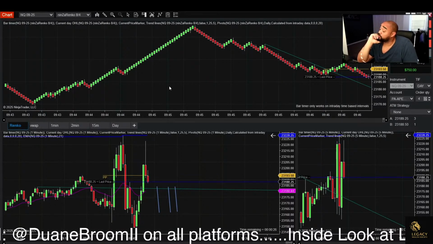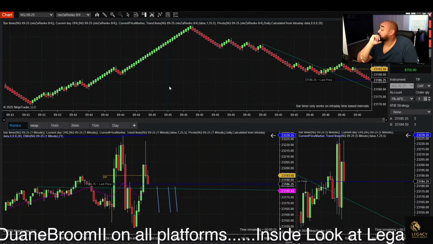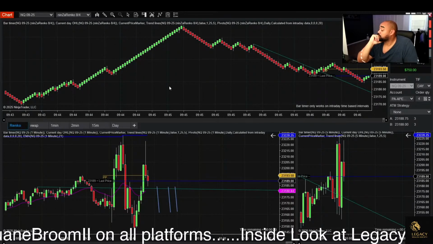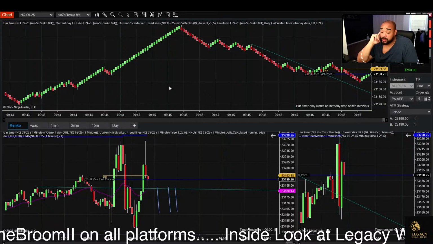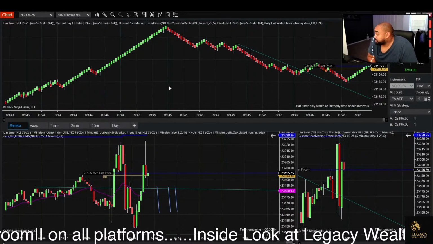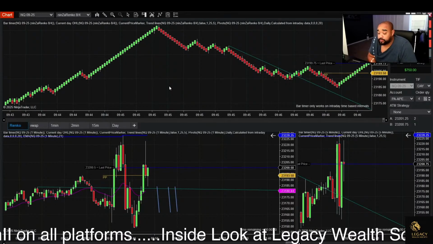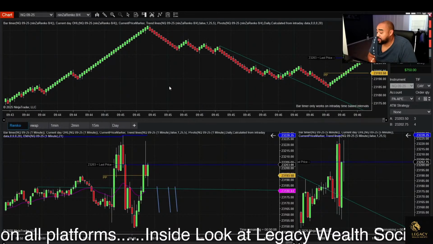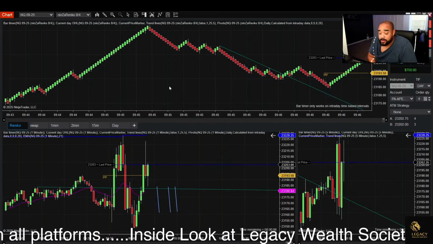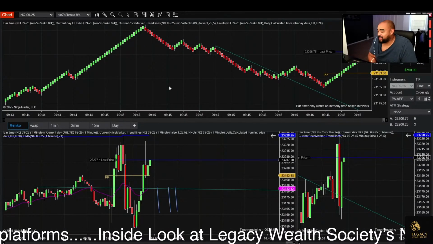That's crazy. Like the bears want that price point. Yep, they want it down. They want the price down. But the bulls aren't letting them win just yet.